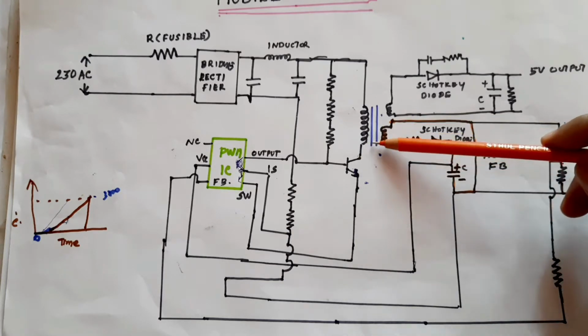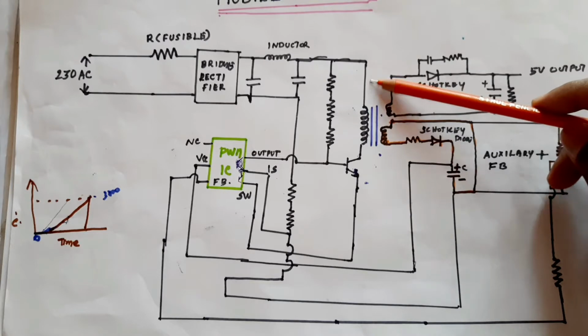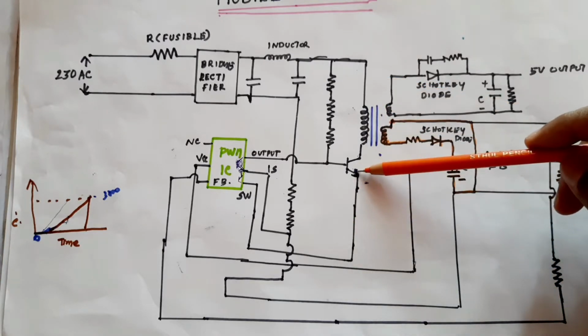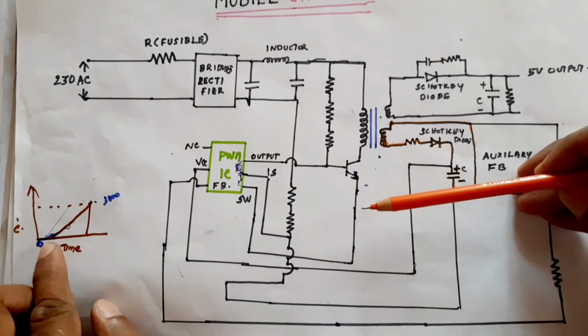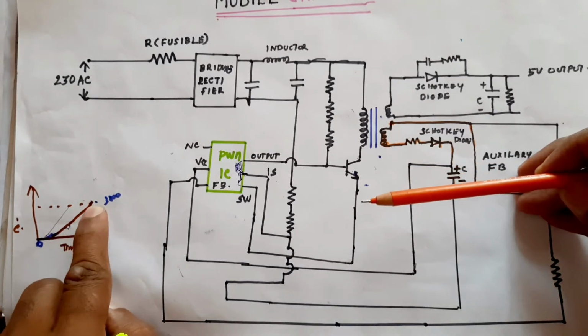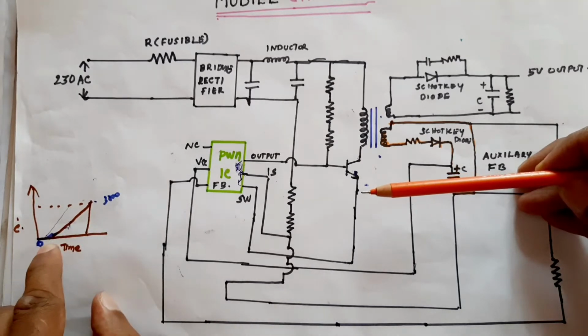Consider the primary of the transformer. The primary is connected to the positive side and to the negative side through a switch. The switch is the transistor. When the switch is on, the current will start to increase from 0 to a value. The rise is the rate of change.